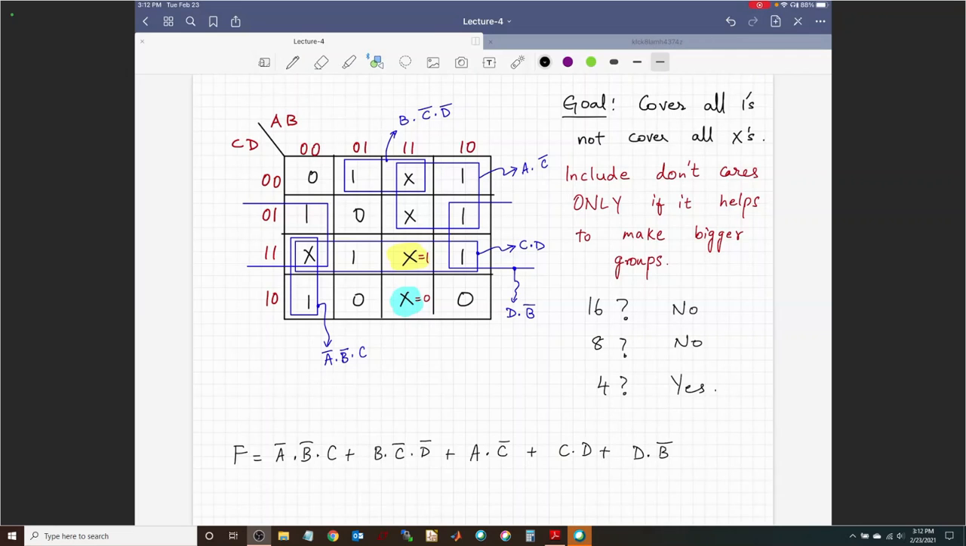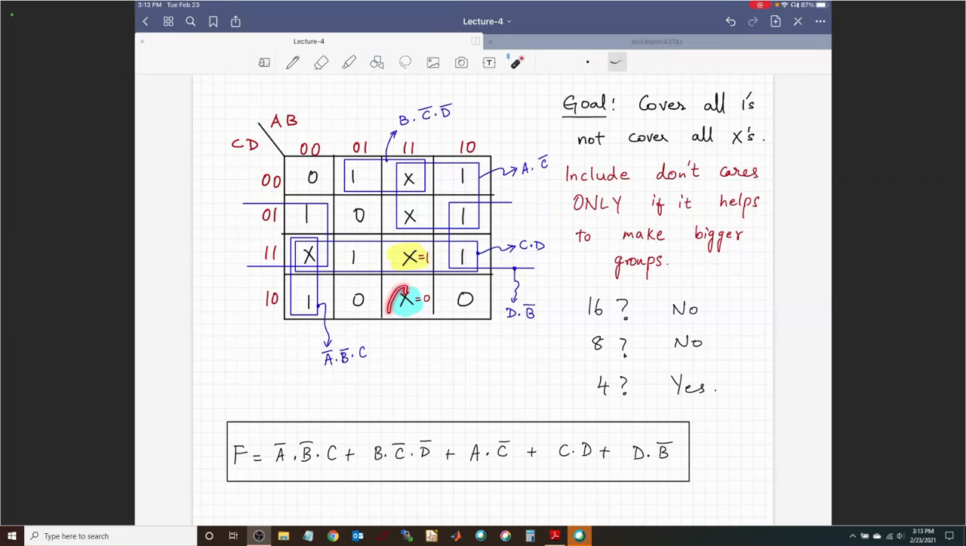All right, questions about this example, you guys? How are we dealing with don't cares? The goal has adjusted. We have left some don't cares out. Well, we just left one don't care out, but we left a don't care out. So the goal is to cover all the ones. The goal is not to cover all the don't cares.